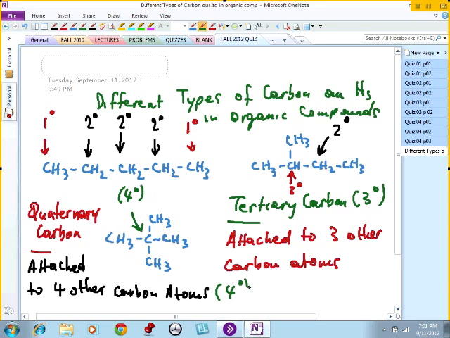also designated as that. So essentially, therefore, we have four types of carbon in organic chemistry: the primary carbon, secondary carbon, tertiary carbon, and quaternary carbon. And for the quaternary carbon, does it have hydrogen attached to it? No, it does not.